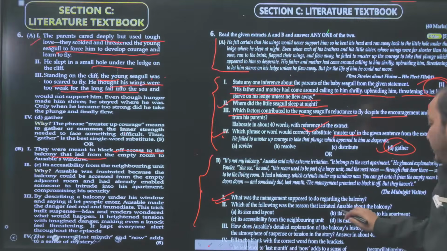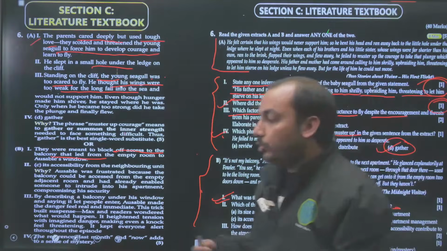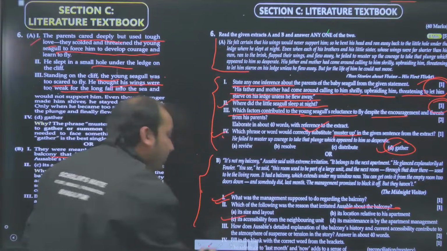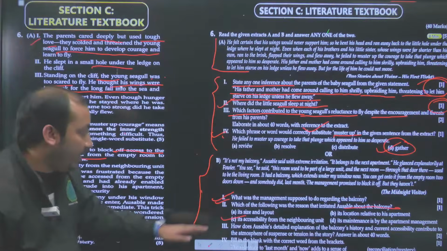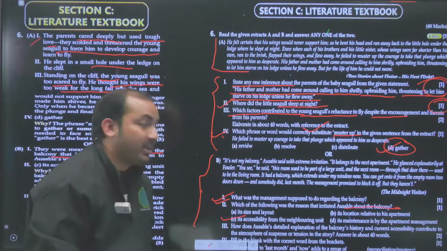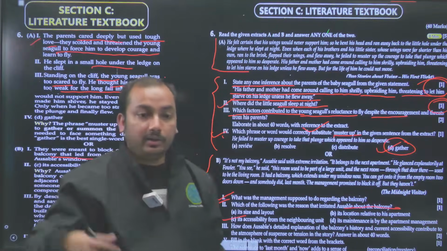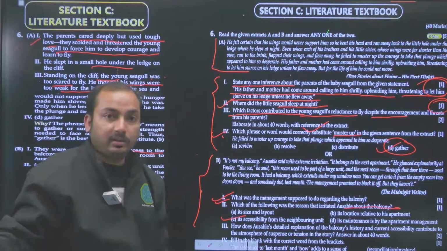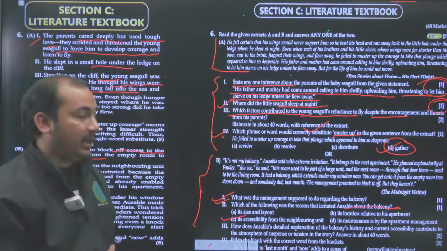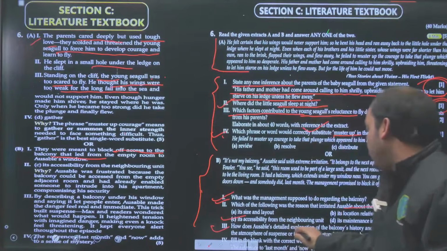Which of the following was the reason that irritated Ozable about the balcony? What was the reason about the balcony that Ozable was showing that he was very much irritated? So what was the reason? Its accessibility from the neighboring unit. This was the reason. How does Ozable's detailed explanation of the balcony's history and current accessibility contribute to the atmosphere of suspense? It means when Ozable described everything in front of Fowler, that there is a balcony and all, he created suspense by which the antagonist of the story thought that there is really a balcony, and he jumped from there, which was not there.